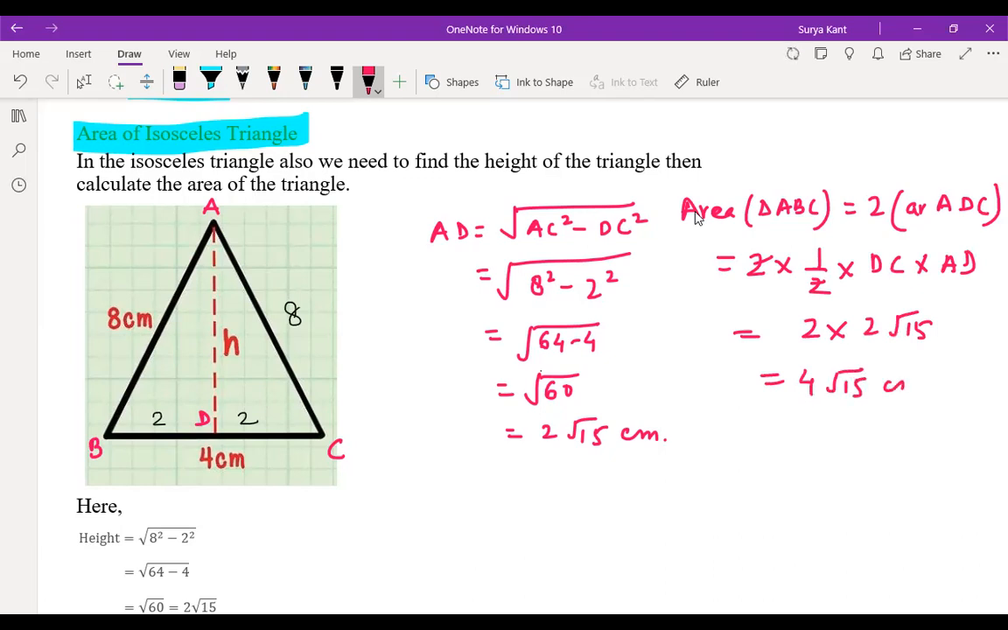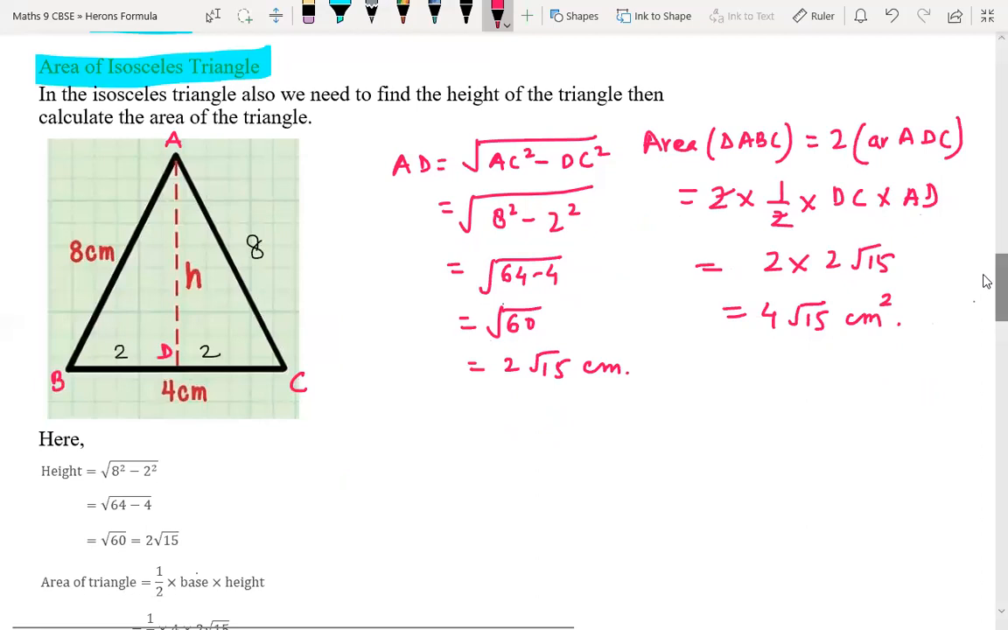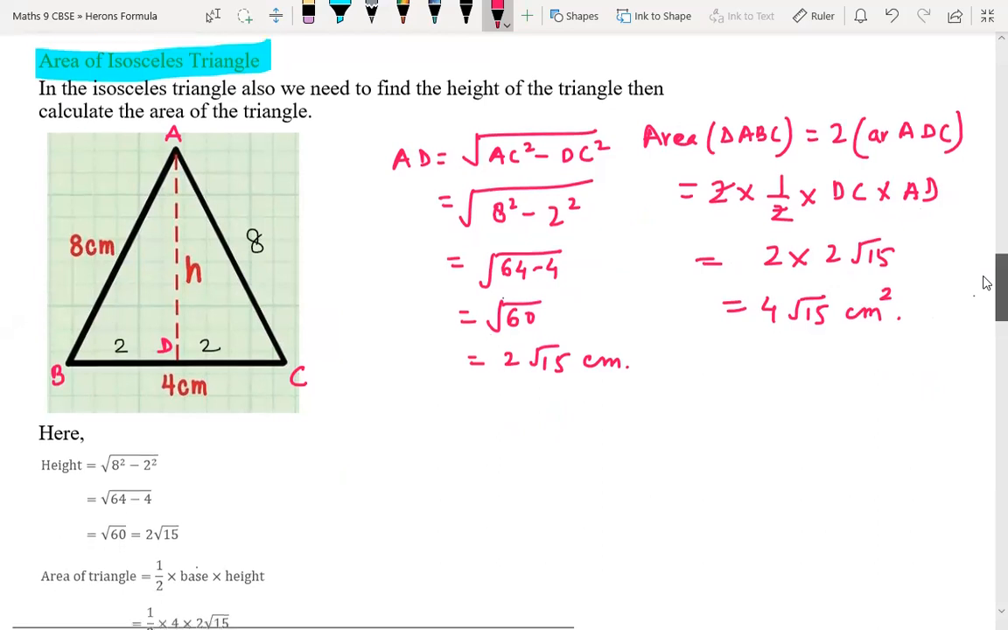Yeah, you got the correct answer, Rakshit. So the answer is 4 root 15 centimeter square. Yeah, sir, that was also my same answer. Yeah. It's clear, Sai Charan and Shreyanvi? Yes, sir. Shreyanvi, having any doubts? No, sir. Will we move further?